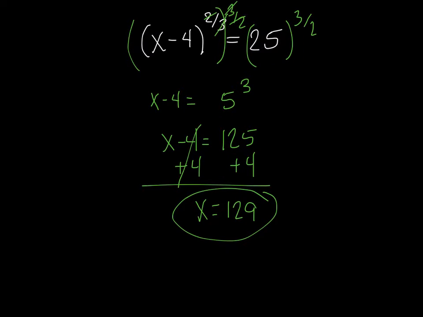So again, if you have a rational exponent like this, you're going to raise it to the reciprocal on both sides and then work through that.